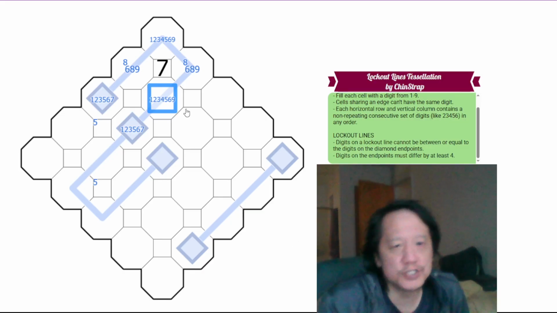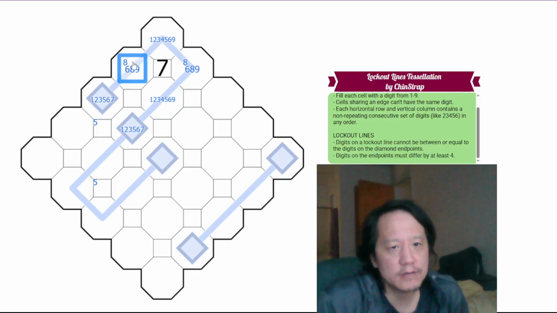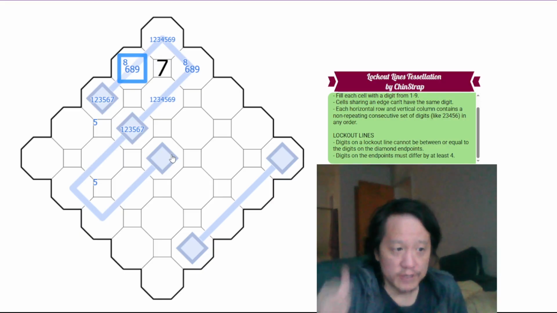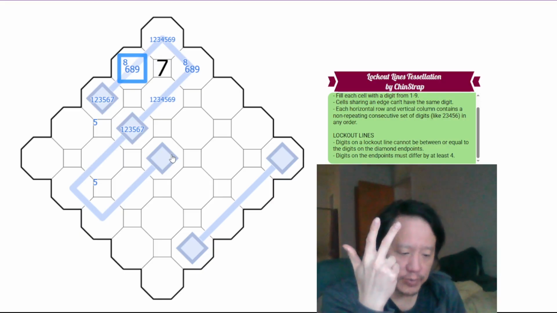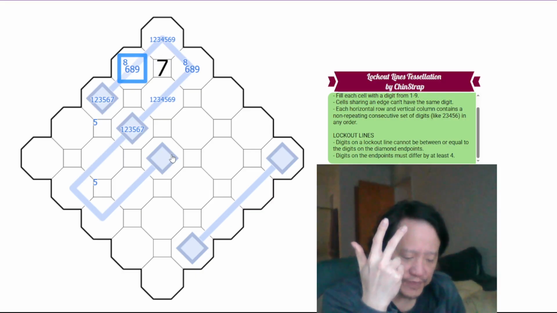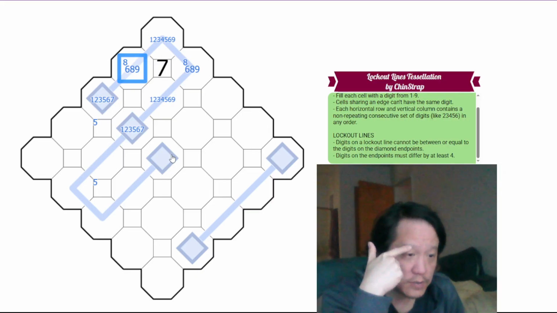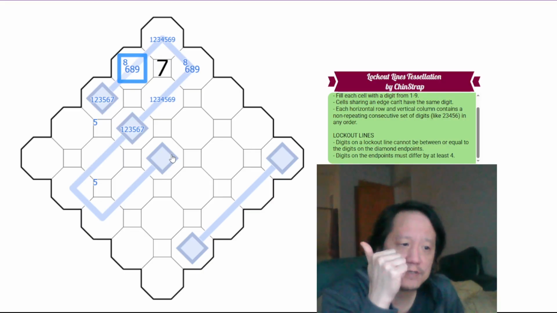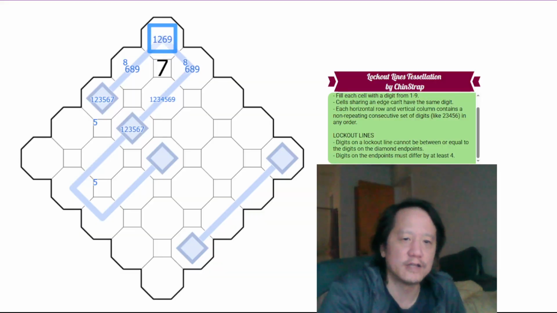Okay, so what digits cannot be on this lockout line? 1, 5, 1, 6, or 1, 7 are the endpoints, which means 3, 4, and 5 cannot be on the lockout line there, aside from the normal ones. Actually, 1 through 5 cannot be. 2, 6, 2, 7 means 3, 4, and 5 also can't be on the lockout. 2 through 5. And 3, 7 means 3 through 5. So 3 through 5 can never be on this lockout line here.